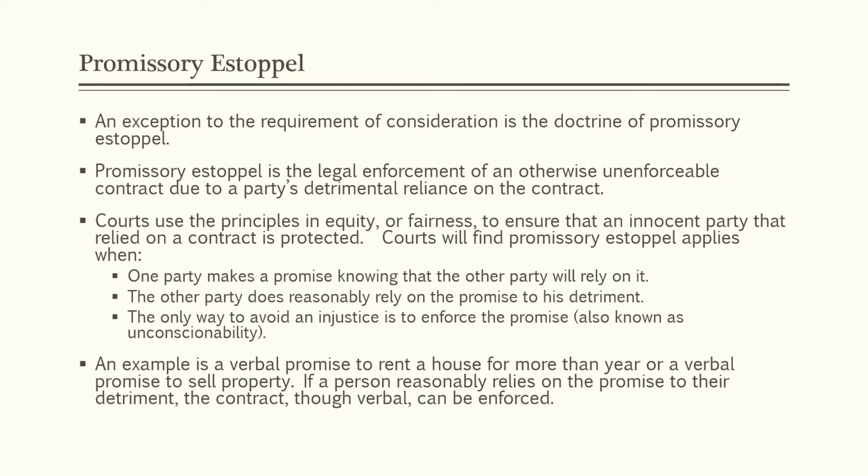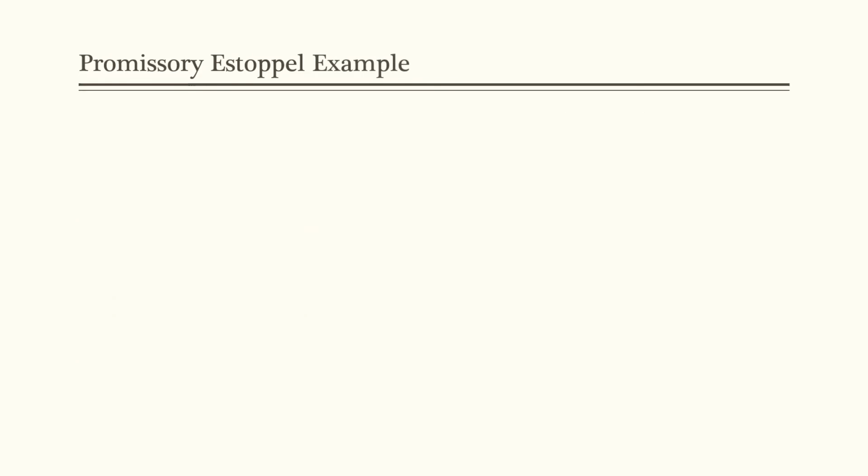There are two classic examples where this comes into play. One is a verbal promise to rent a house for more than a year, or a verbal promise to sell property. Both these verbal promises run afoul of the statute of frauds because they both have to be in writing. The rental agreement because it's more than a year, and the verbal promise to sell a house because it concerns the sale of real estate. But if a person reasonably relies on either of these promises to their detriment, the contract, though verbal, can be enforced. Now let's walk through our promissory estoppel example.